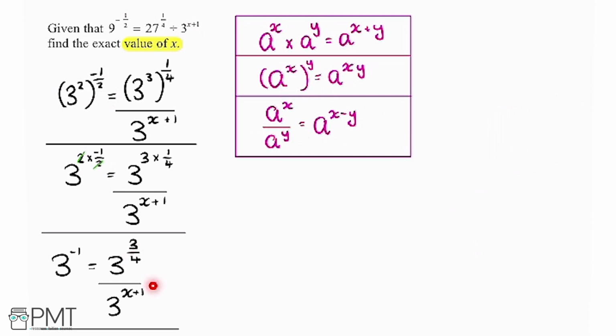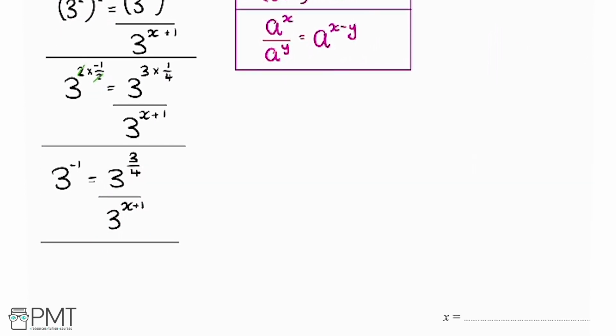Okay, so now we've got a fraction like this. So we could very easily use this indice law here. However, I'm going to use a different technique in this case. What I'm going to do is multiply both sides by 3 to the power of x plus 1. Doing so will leave us with 3 to the power of x plus 1 multiplied by 3 to the power of minus 1 on the left hand side. On the right hand side, the 3 to the power of x plus 1's will cancel, leaving us with 3 to the power of 3 quarters.